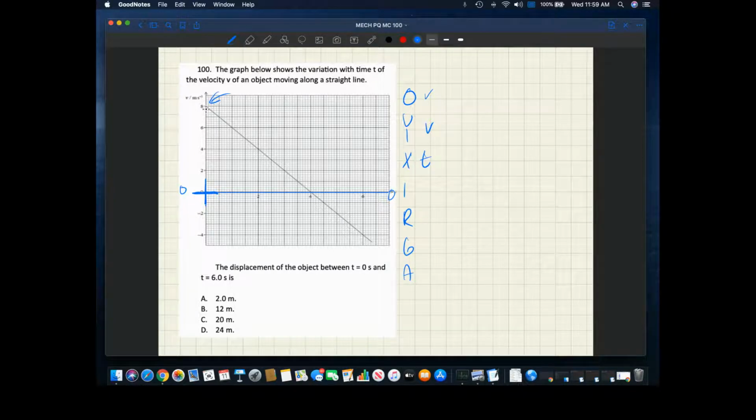So this here is the v0, is the velocity at time equal to 0. So we see that it's positive 8. And so that's the y-intercept is positive 8, and that is equal to v0. And our x-intercept down here is the time at which v equals 0, or it's stopped. And that happens at 4 seconds.